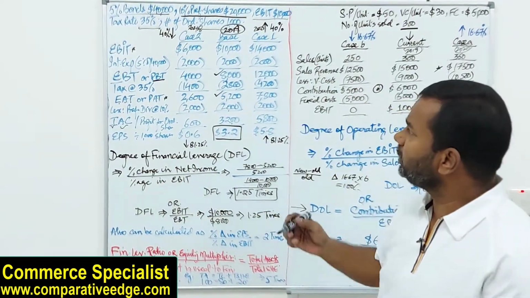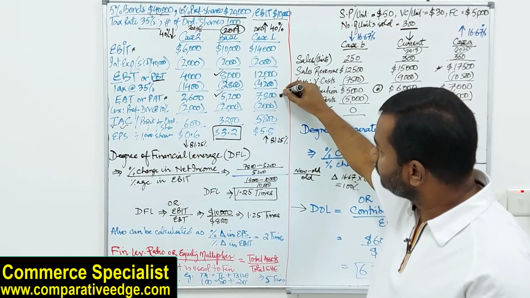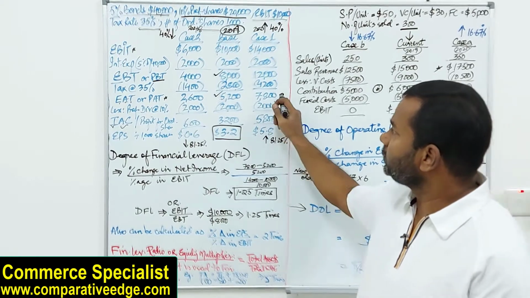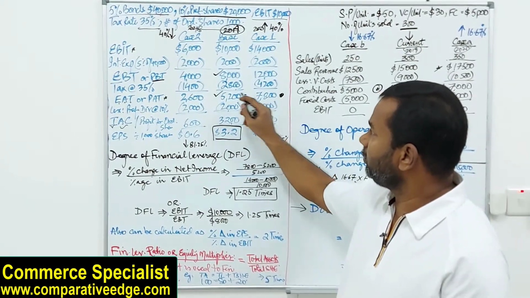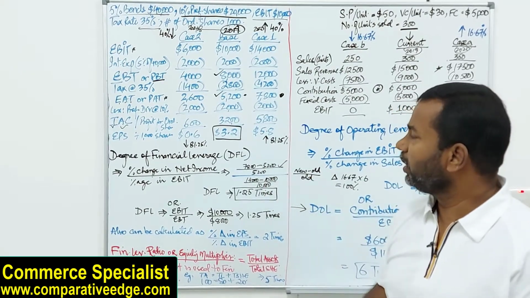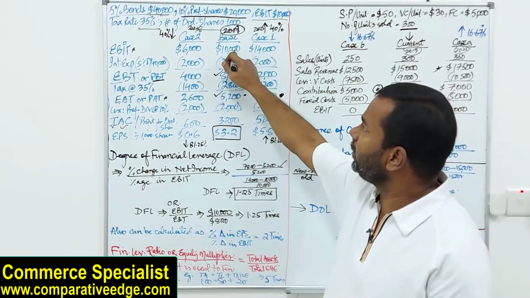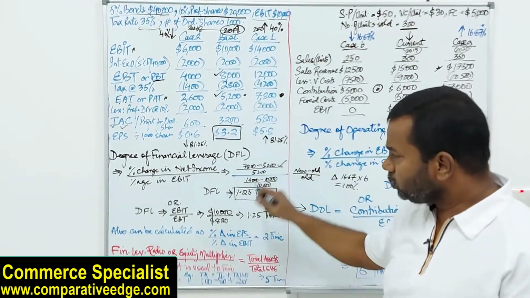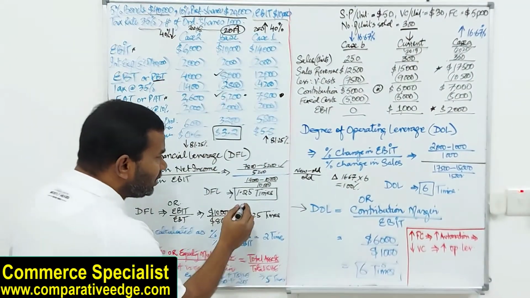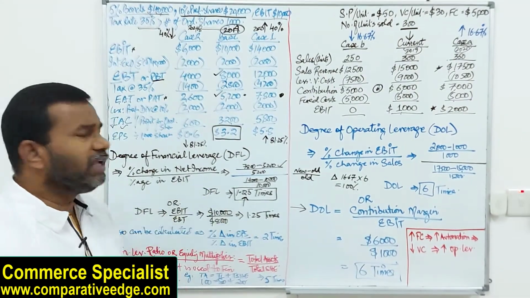So if you look at the percentage change in net income, this is the new net income, and this is the old. So 7,800 minus 5,200, divided by 5,200. This gives you the numerator. Percentage change in EBIT: it is 14 minus 10, divided by 10. So when you solve all this, what do you get? Your degree of financial leverage is coming to 1.25 times. What does this mean?